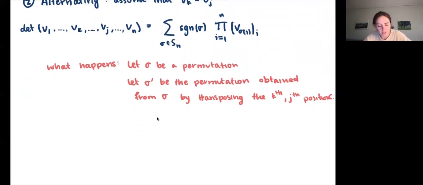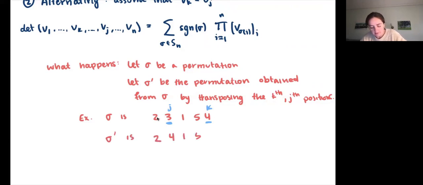Okay, so let's do an example. If sigma is the permutation 2, 3, 1, 5, 4, and let's say this is J and this is K, then sigma prime would be 2, 4, 1, 5, 3. So we just switched 4 and 3.